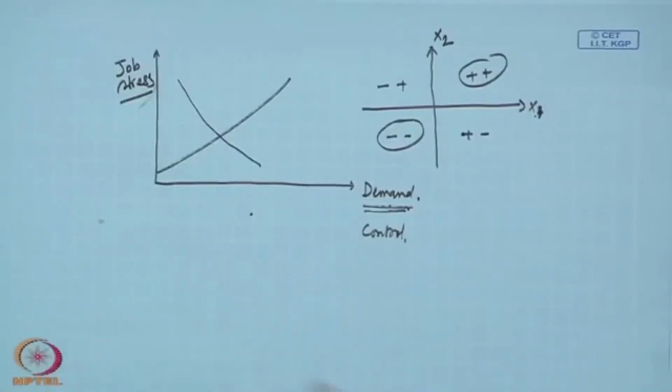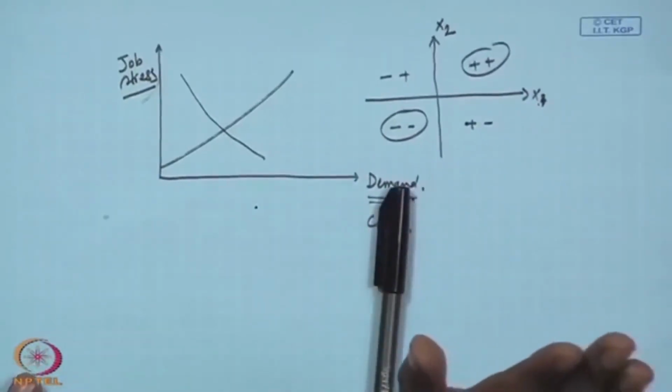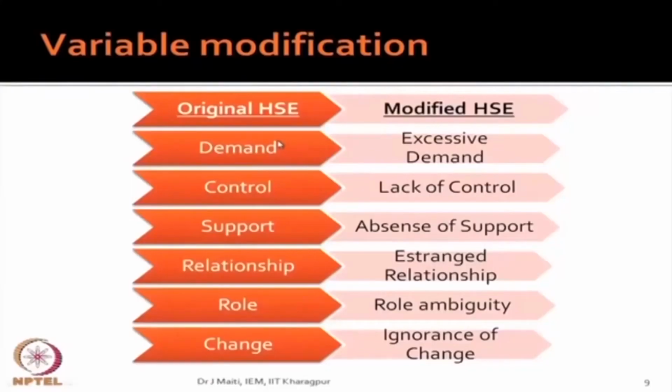For comparable analysis, we have made everything one-sided, actually the increasing case. So, instead of demand we are writing excessive demand or excess of demand, and lack of control. Lack of control increases means job stress increases. Then absence of support, estranged relationship, role ambiguity, and ignorance of change.